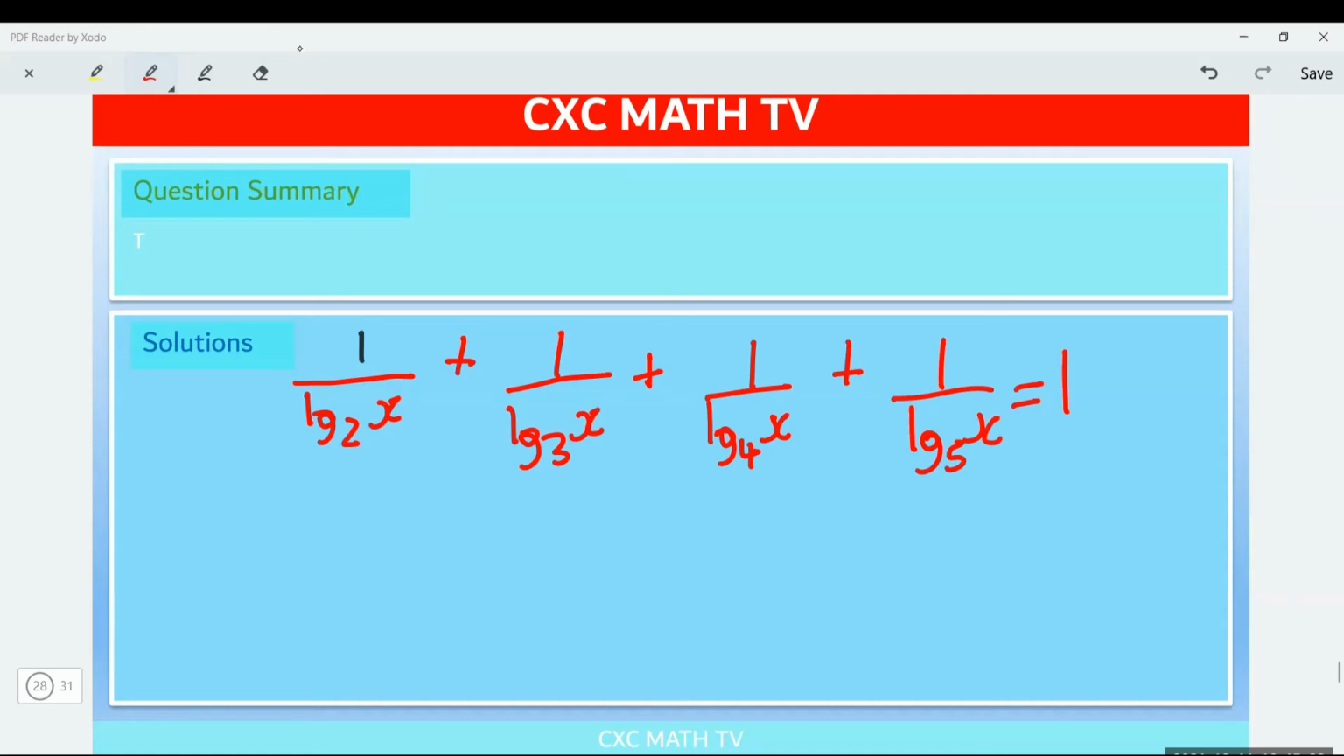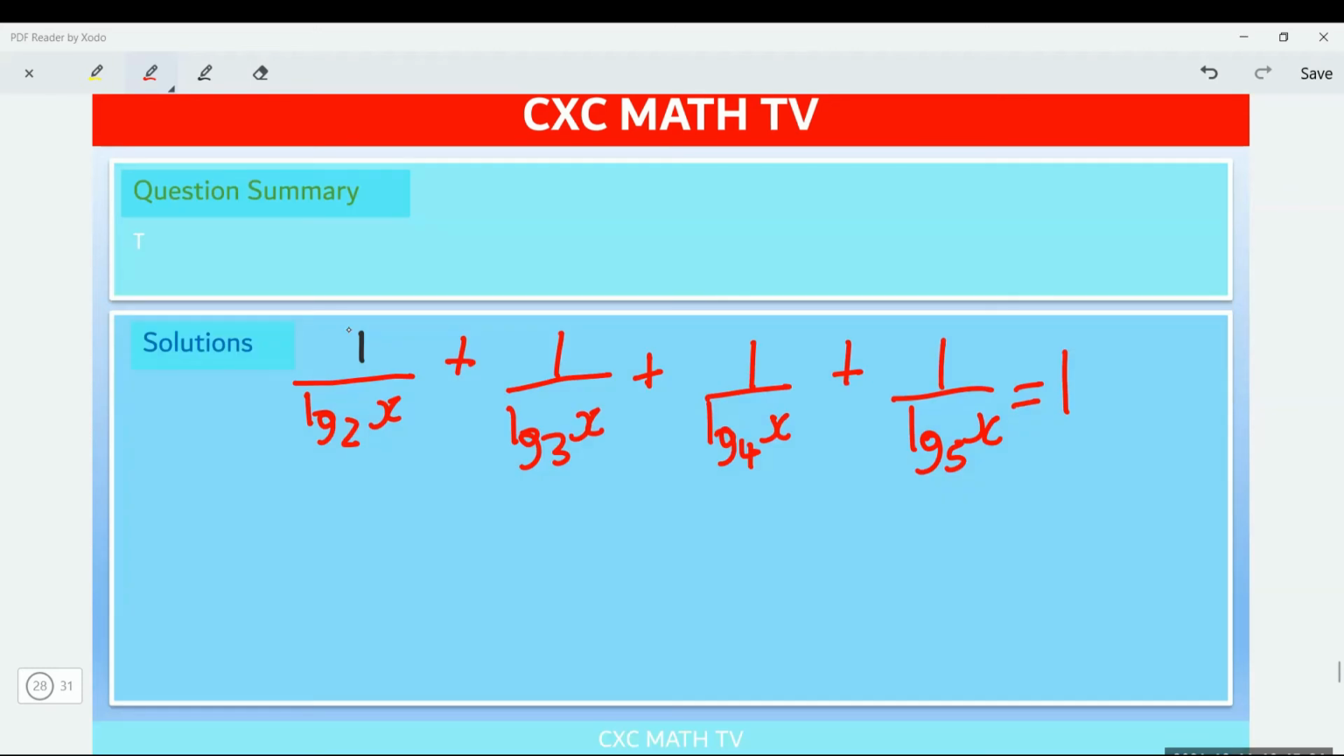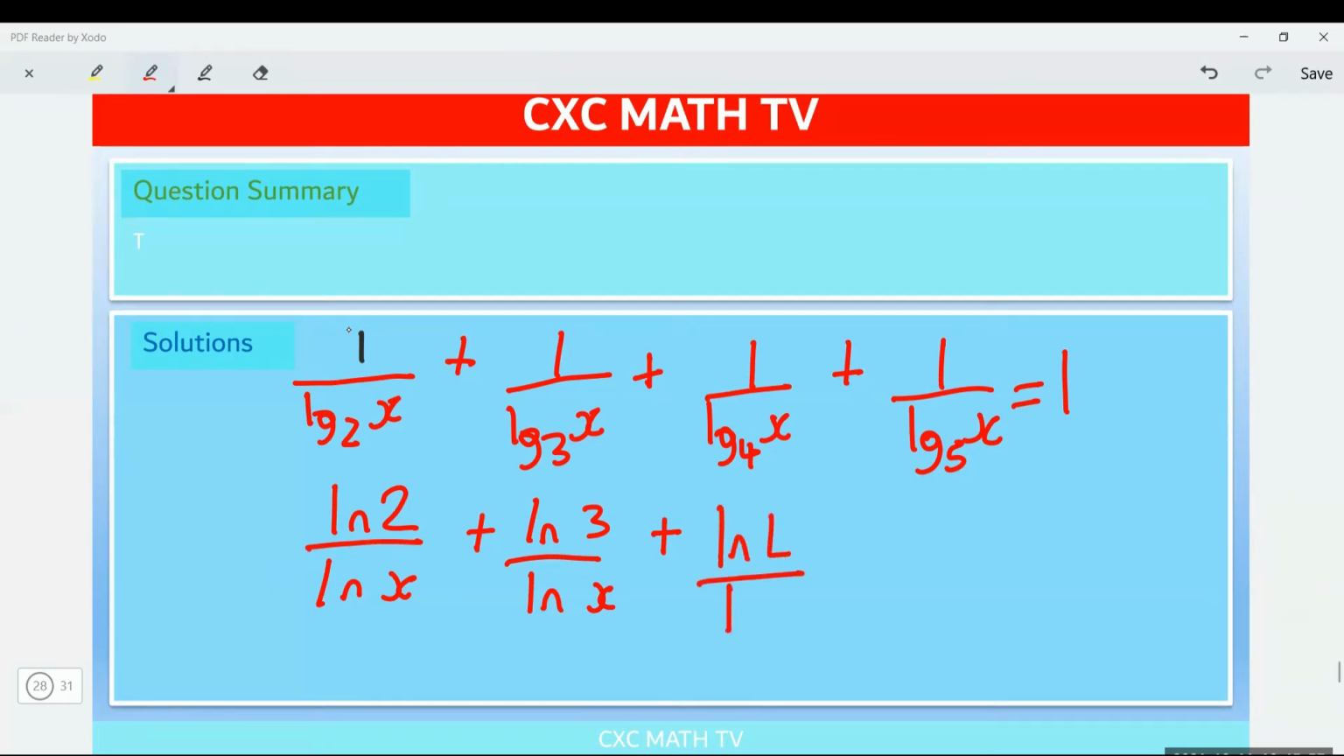Using 1 over log base 2 of x, we can conclude that it is ln a over ln x. In this case, our a is 2. So this is going to be ln 2 over ln x plus ln 3 over ln x plus ln 4 over ln x plus ln 5 over ln x equals 1.